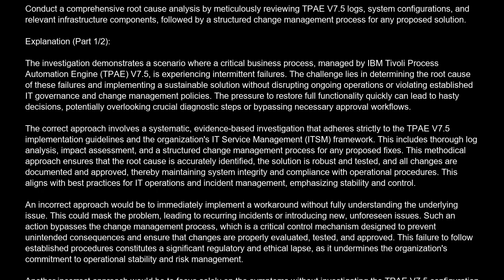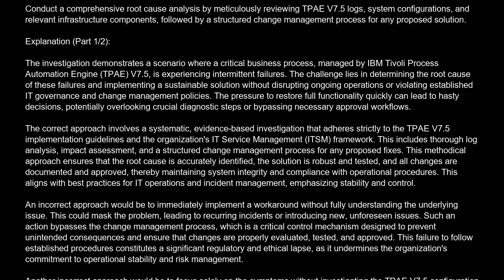The correct answer is C. Conduct a comprehensive root cause analysis by meticulously reviewing TPv7.5 logs, system configurations, and relevant infrastructure components, followed by a structured change management process for any proposed solution. Explanation. The investigation demonstrates a scenario where a critical business process, managed by IBM Tivoli Process Automation Engine, TPv7.5, is experiencing intermittent failures.